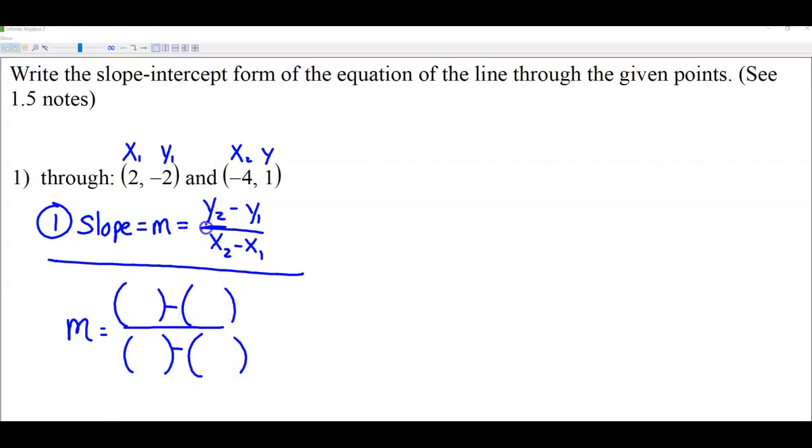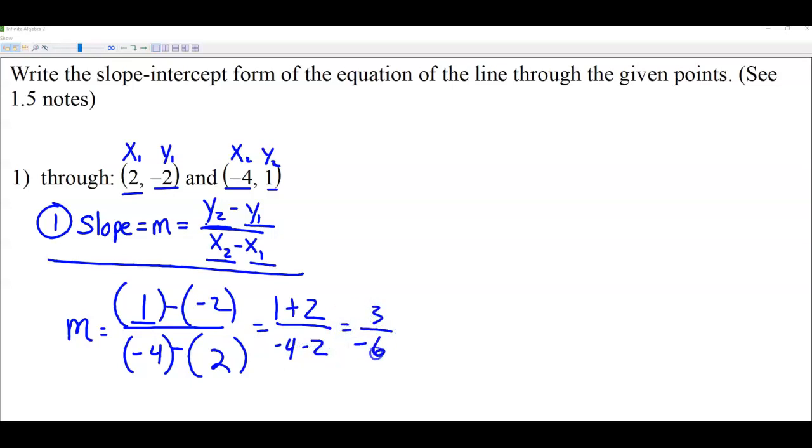So the first term is the y2, which we see up here as 1, so that goes there. The top right is the y1 value, that's negative 2. The bottom left is x2, which is negative 4. And the bottom right is x1, which is 2. And now we just need to simplify. 1 take away a negative 2 on top is 1 plus 2. And then on the bottom we have negative 4 minus 2, which leaves me with 3 over negative 6, which reduces to a negative half. And that's my slope. That's the rise over run.